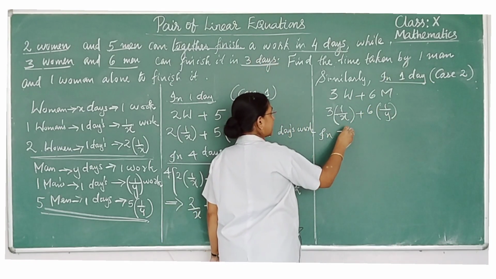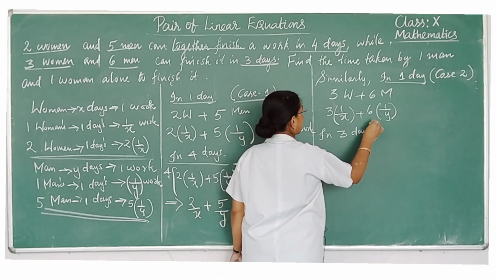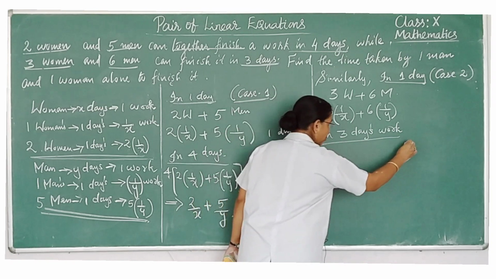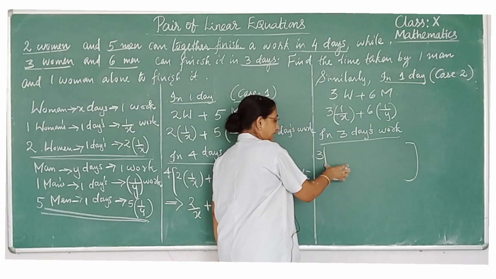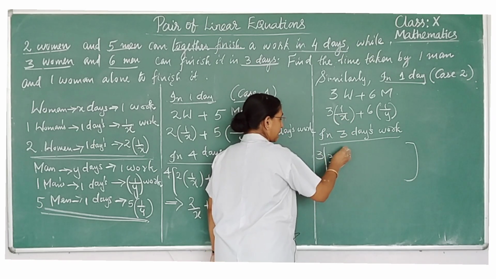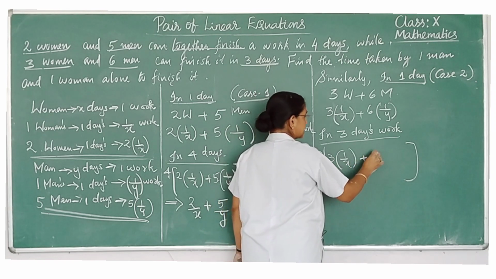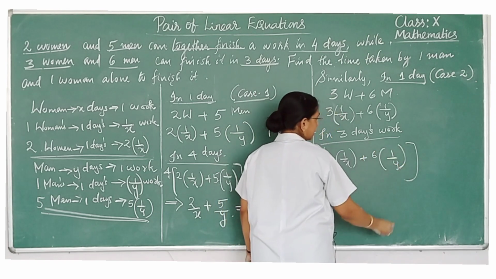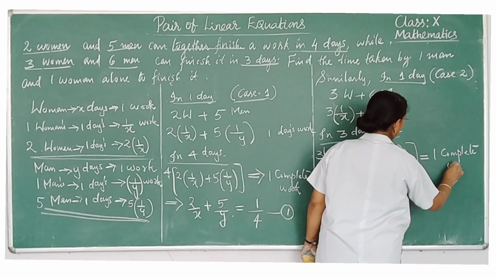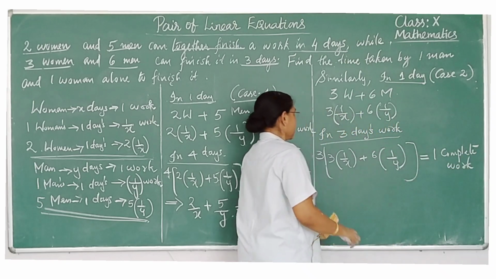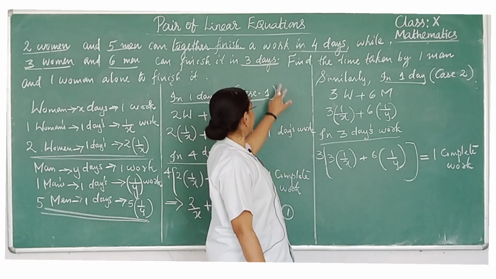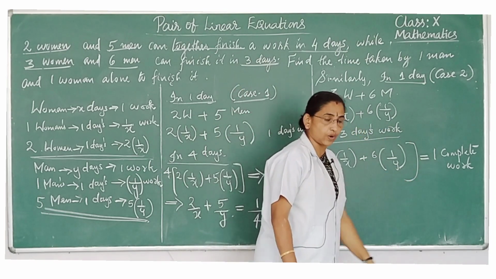So in the second case, you are given 3 days. So 3 days' work is 3 into this. This is 1 day's work. To get 3 days' work, you need to multiply with 3. 3 into 1 by x plus 6 into 1 by y, which is equal to 1 complete work. Together 3 women and 6 men can complete one work in 3 days.